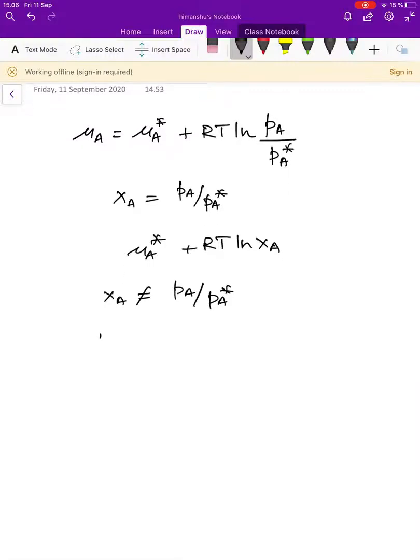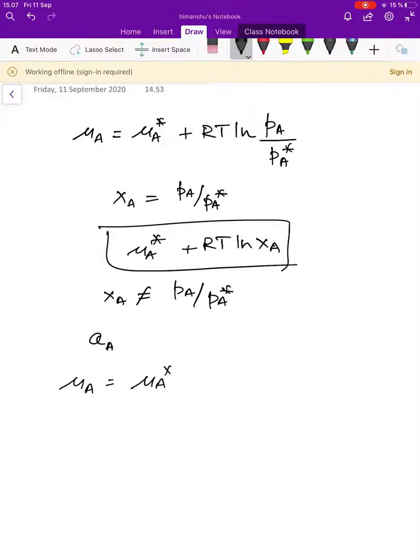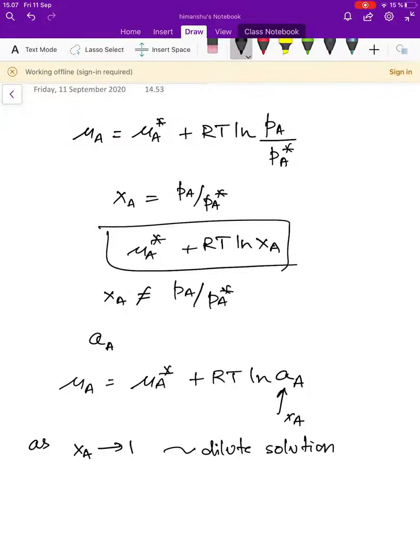So we introduce a new quantity called the activity of the solvent A, such that the form of this equation remains preserved. So now the chemical potential of the solvent becomes some chemical potential of the pure solvent plus RT logarithm of what is called the activity of A. For an ideal solution, the activity of A is equal to the mole fraction. As the mole fraction of the solvent tends to 1, you go towards a dilute solution, which is more likely to be ideal, and therefore the activity approaches the mole fraction.